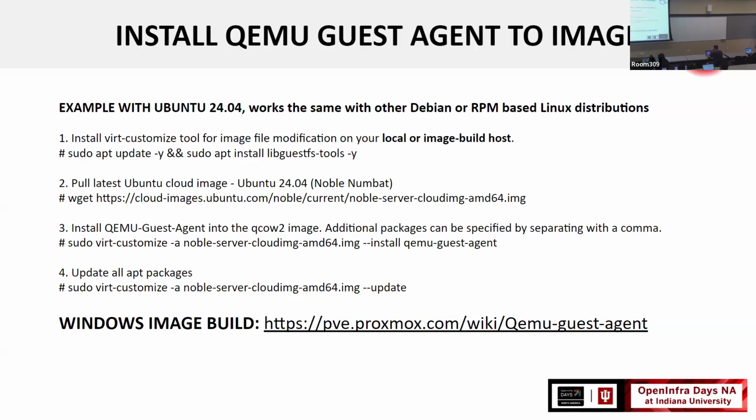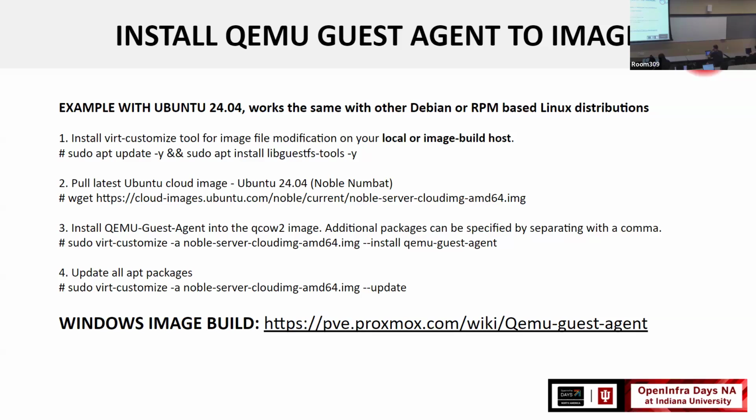I did put some steps in the slides on how to bake that in. So if anyone doesn't know how to bake images using virt-customize, this is one way to do it. One of the steps is you need to make sure that the libguestfs tools are installed on the node or local host or image build host that you have. And then you can pull the actual cloud image from upstream or from your local repository itself.